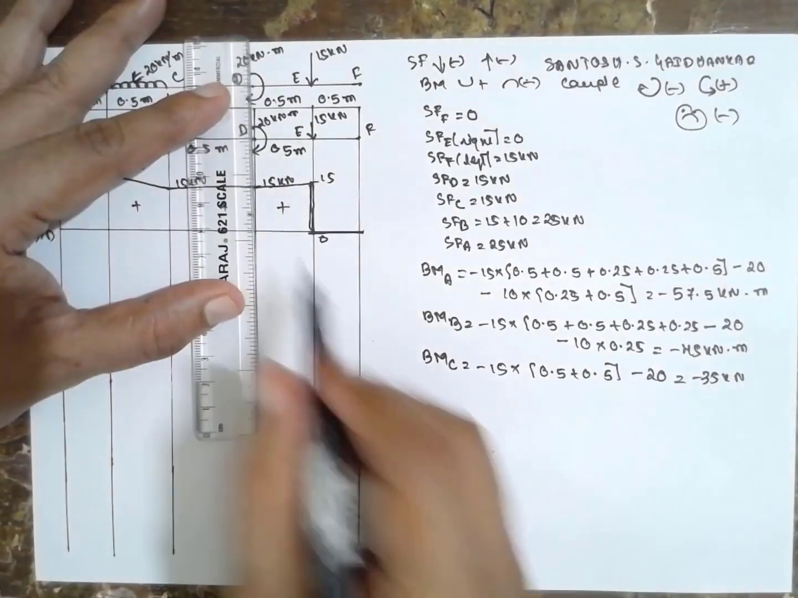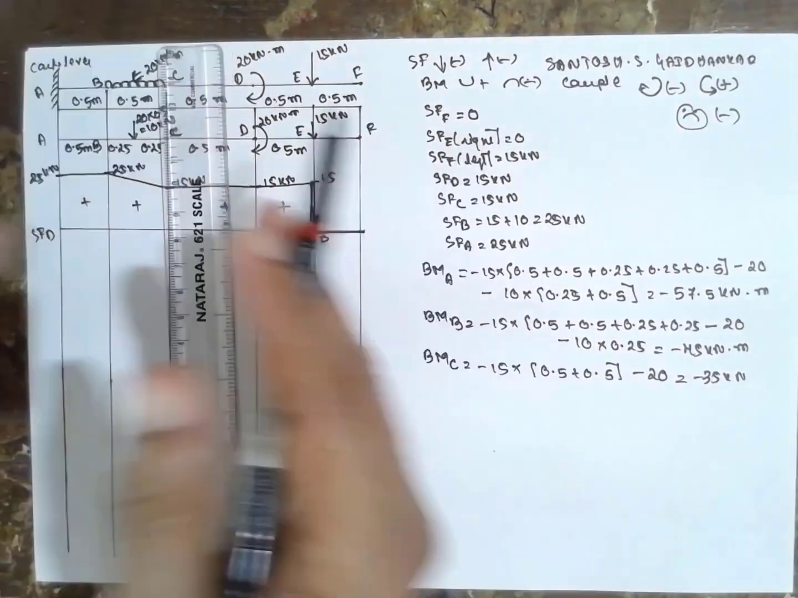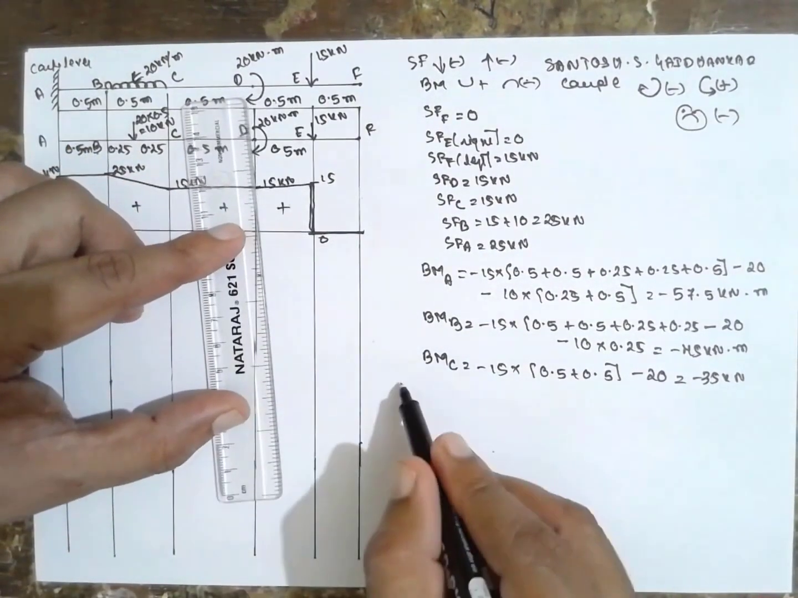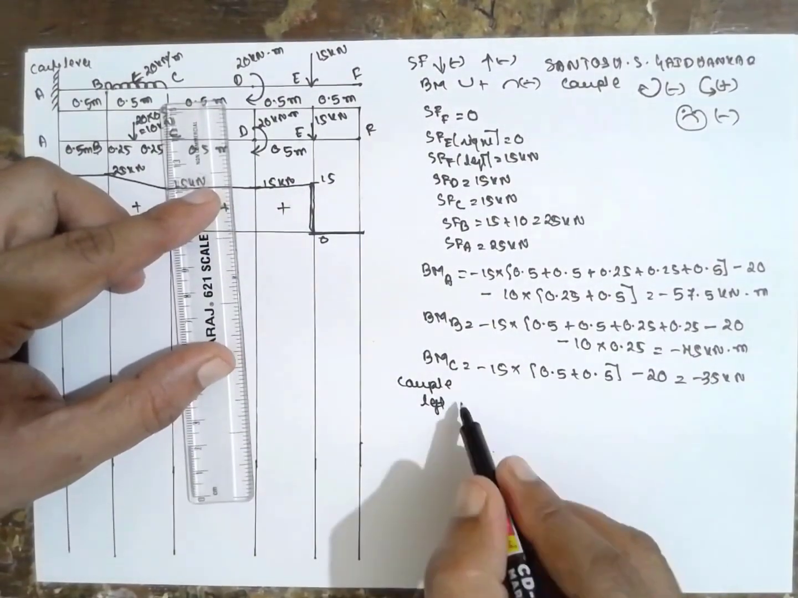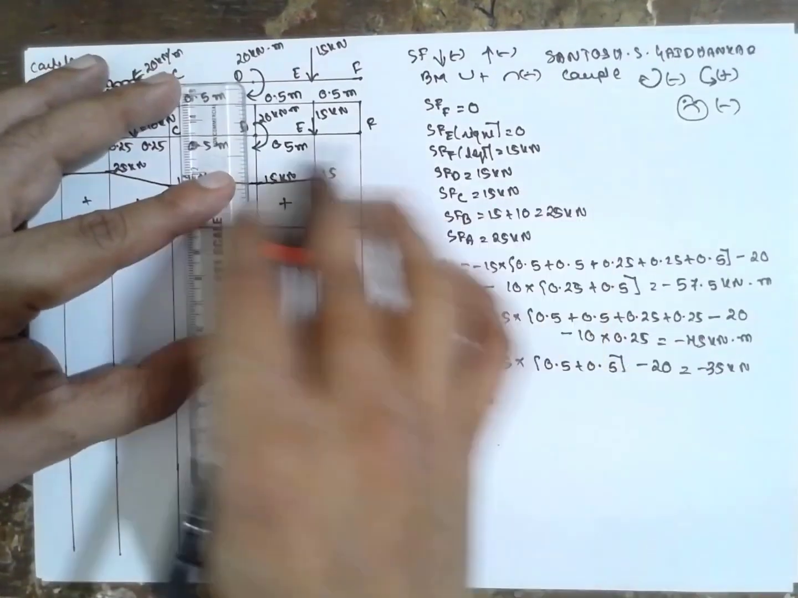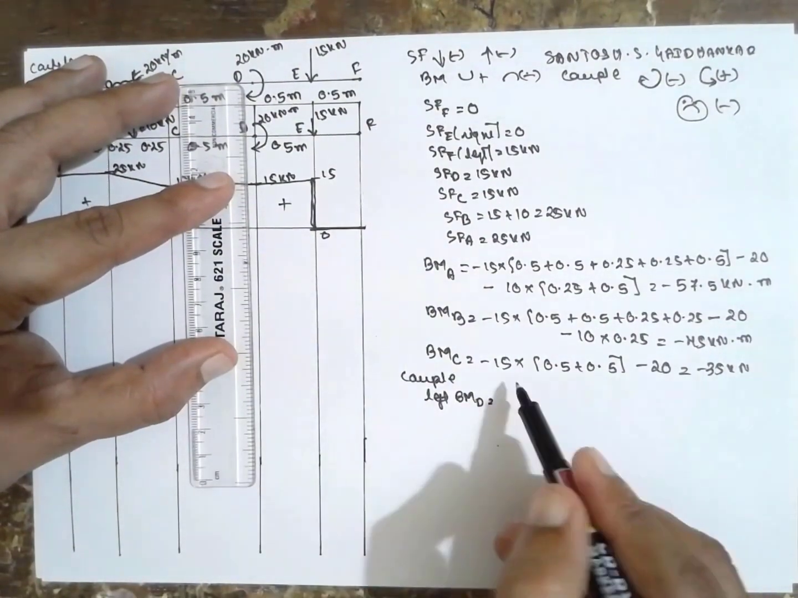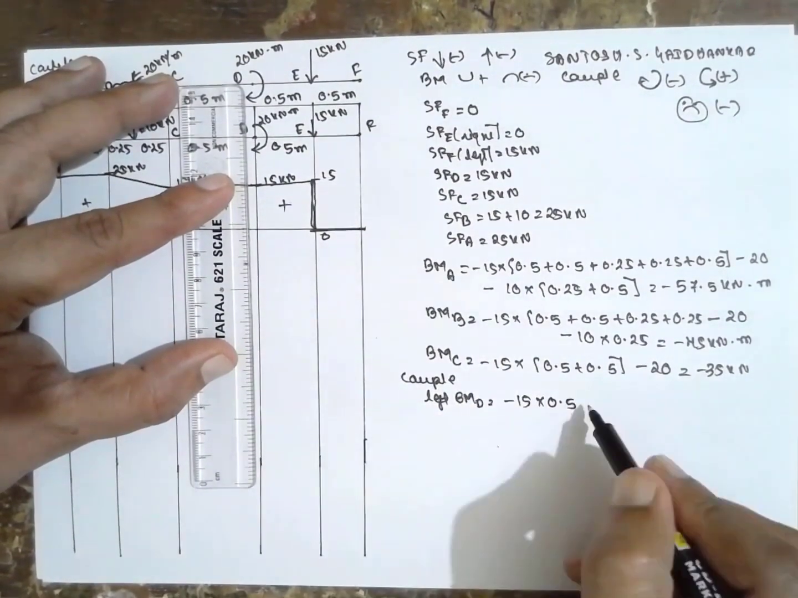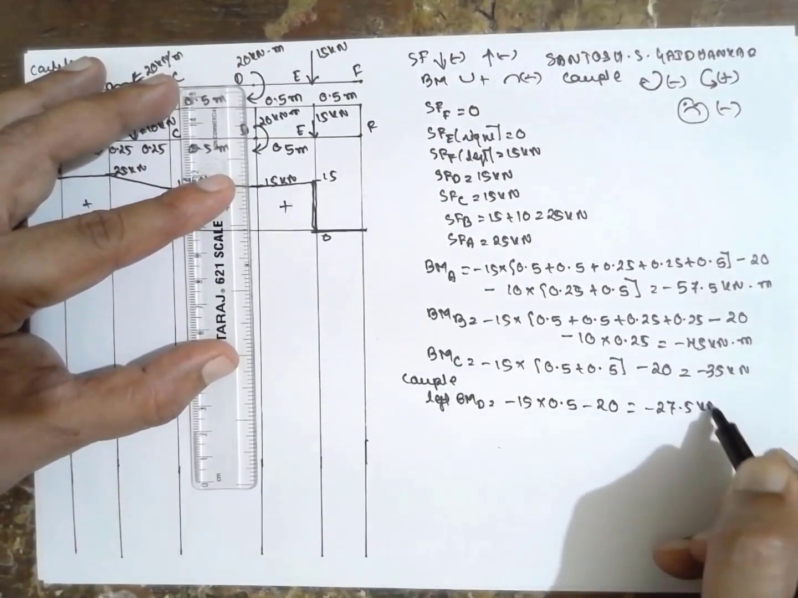Now at D there is a couple, therefore first I will consider the left, then I will consider the right, because I am moving the bending moment from left to right here. BM at D, left side. If the couple appears in the bending moment, you have to consider left and right. Now from this side, 15 into 0.5 minus 20. The answer is minus 27.5 kilonewton meter.